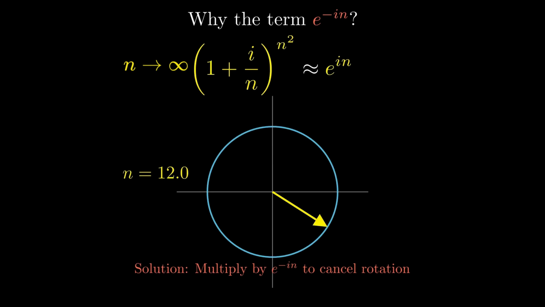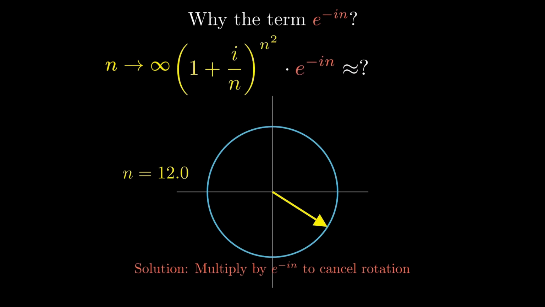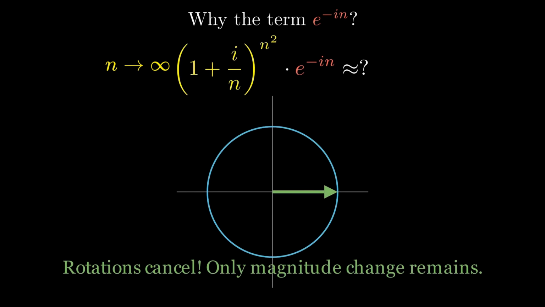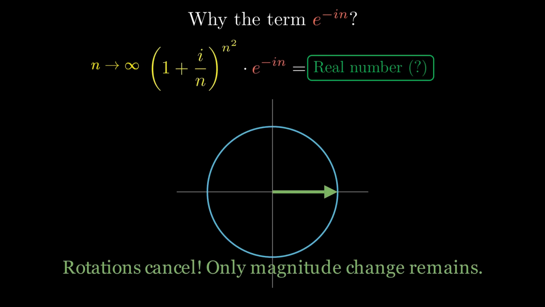We multiply by a counter rotation, e^(-in). One turns forward by n radians, the other turns backward by n radians. Together, the rotations cancel, and what's left isn't chaos. It's the leftover growth, (1 + i/n)^n. So the trick is simple. Cancel the wild rotation first, then the limit becomes readable.